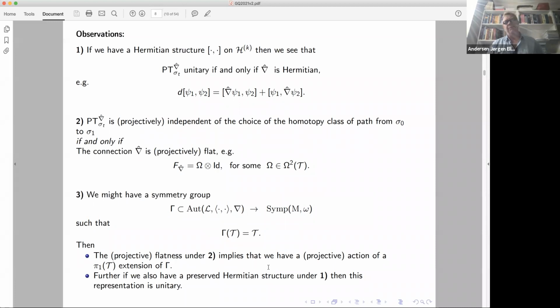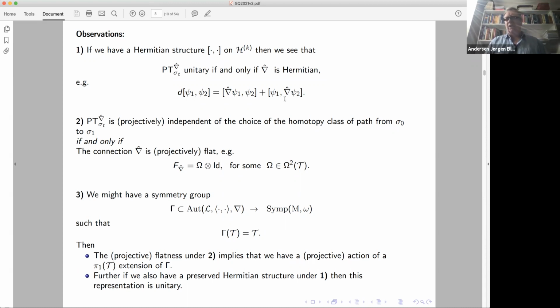So let's make a few observations. First of all, if I am given a priori from the beginning, by somebody, a Hermitian structure in this bundle here, and I really think of this Hermitian structure as being very important in my problem and given, then the parallel transport with respect to the connection will be unitary if and only if the connection is Hermitian with respect to the structure.